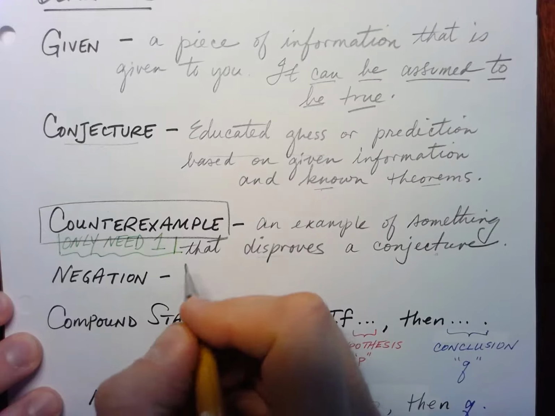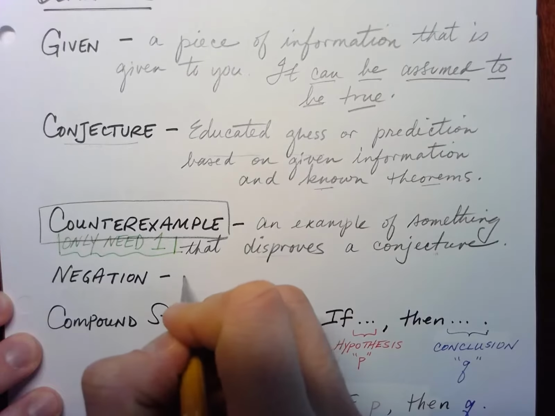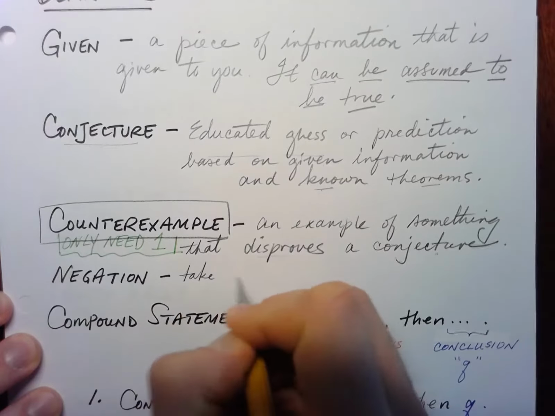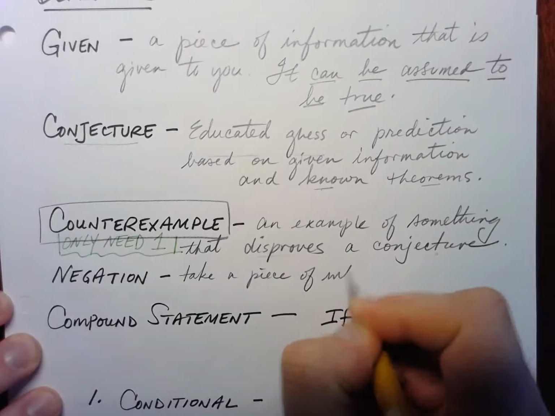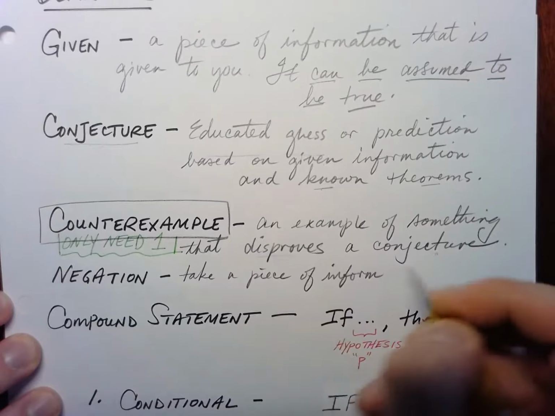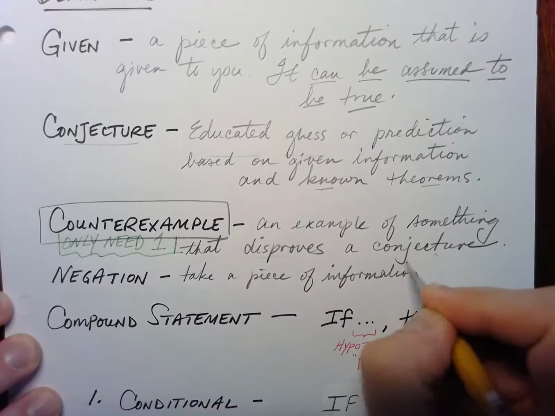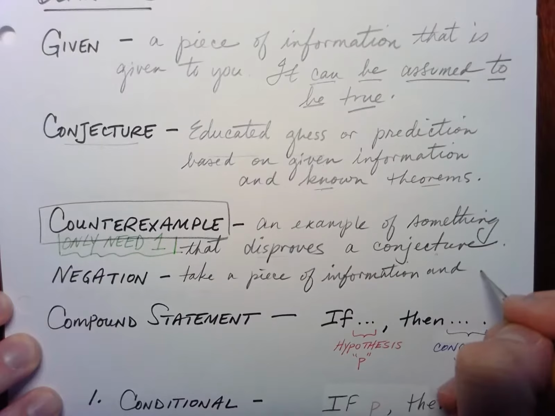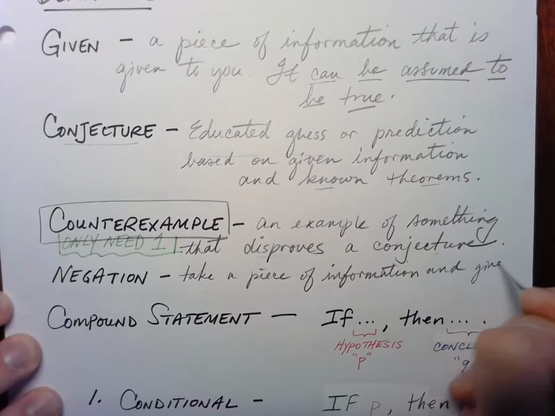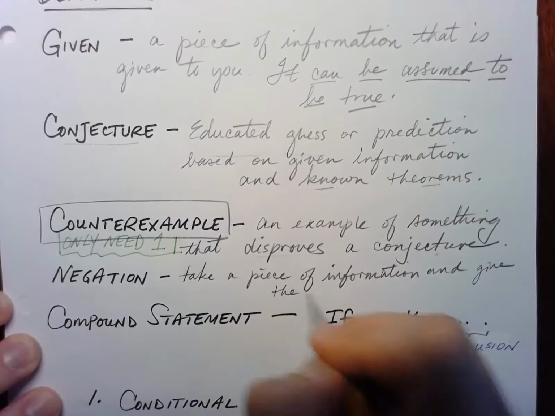A negation is where you take a piece of information and give the opposite.